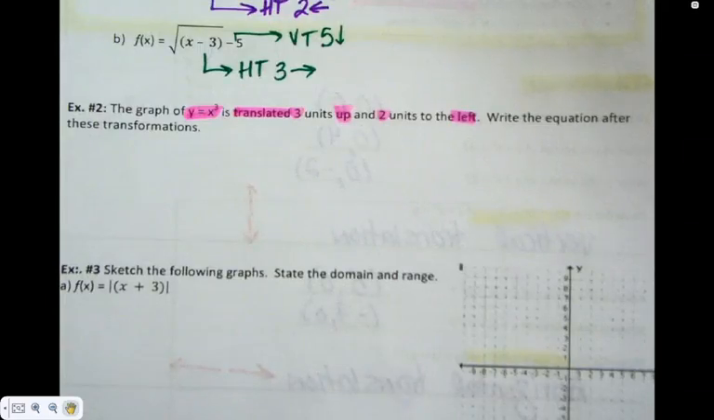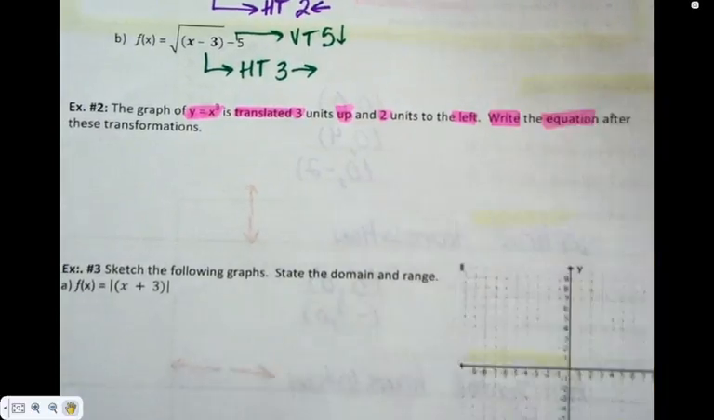The second sentence, I like to find what is the word that they're asking you what to do. So is it describe, is it solve, is it determine, is it find? What is the action word they're asking you to do? Write. What are they asking you to write? Equation.